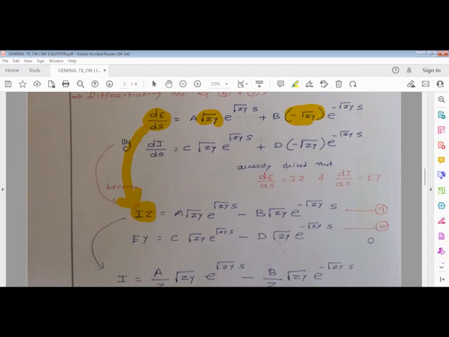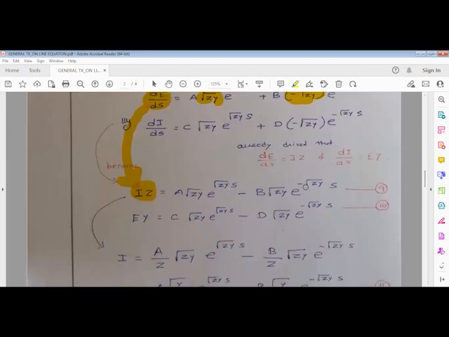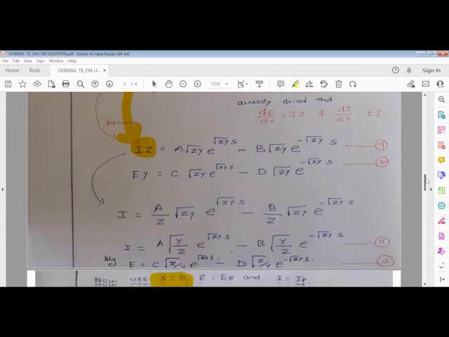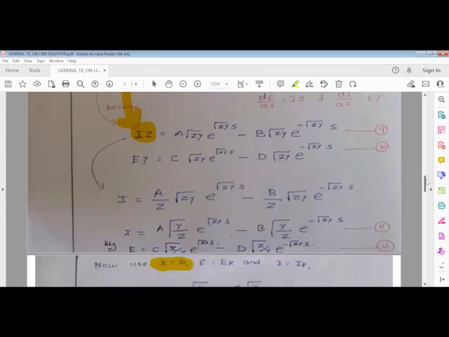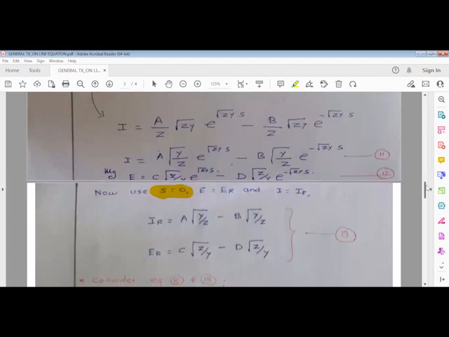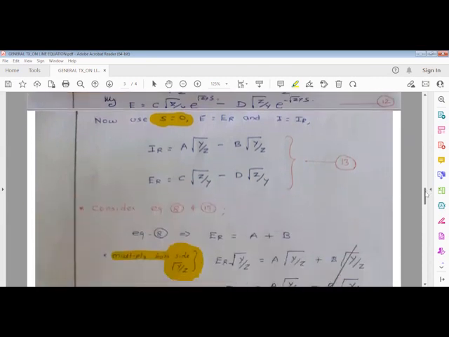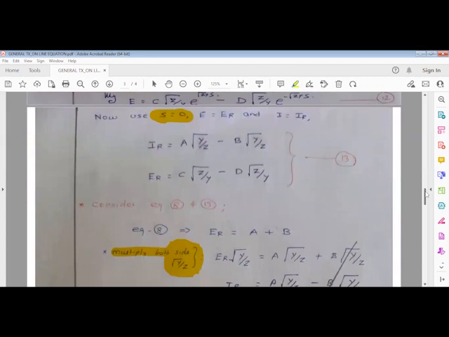Now consider equations 9 and 10. From equation 9, we find I, so we have to divide both sides by Z. So it is A divided by Z, likewise B divided by Z. Now it is considered as equations 11 and 12. Again, we substitute s equal to 0 in equations 11 and 12. Now we get the IR and ER values. Now we have to consider equations 8 and 13.